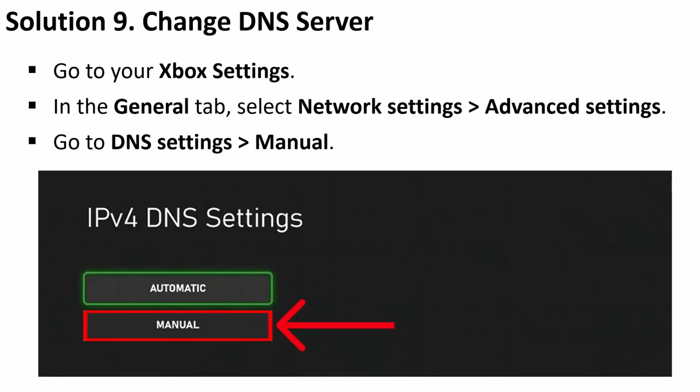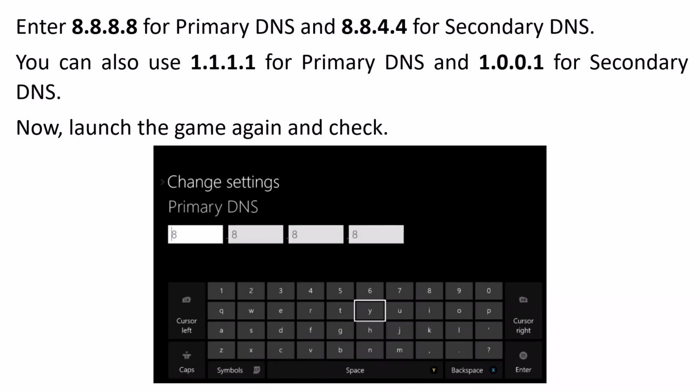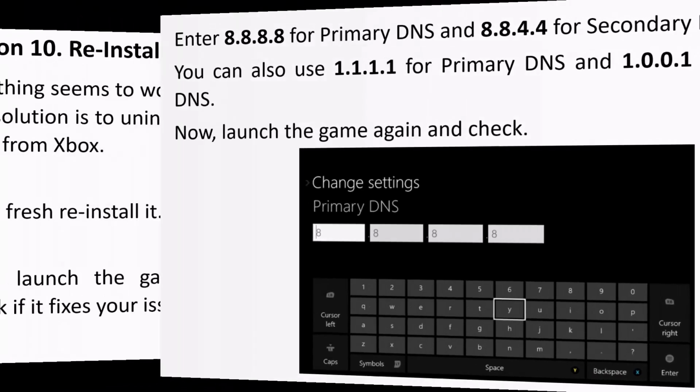Ninth solution is to change DNS server. So go to your Xbox settings, in general tab select network settings, advanced settings, go to DNS settings, manual, enter 8.8.8.8 for primary DNS and 8.8.4.4 for secondary DNS. Now launch the game and check problem fixed or not. If not, then repeat the process and this time type 1.1.1.1 for primary DNS and 1.0.0.1 for secondary DNS. Then relaunch the game and check.